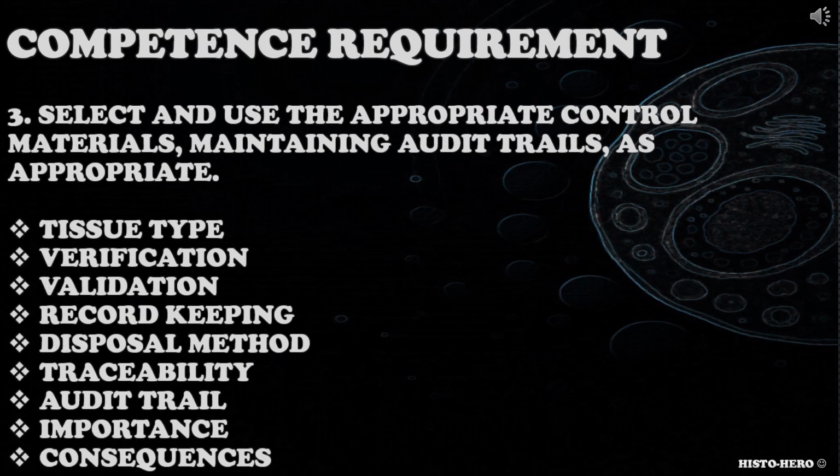The third competence requirement is select and use the appropriate control materials, maintaining audit trails, as appropriate. Candidate should be able to use correct control material. Does the candidate use correct control material for H&E staining? Do they maintain accurate audit trail for control material used? Do they know how to produce appropriate control material for H&E staining?